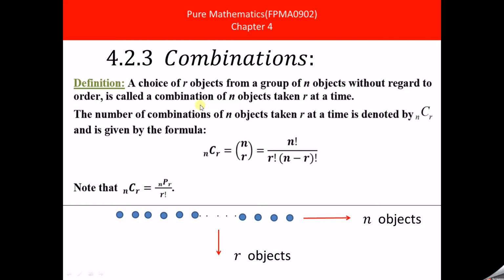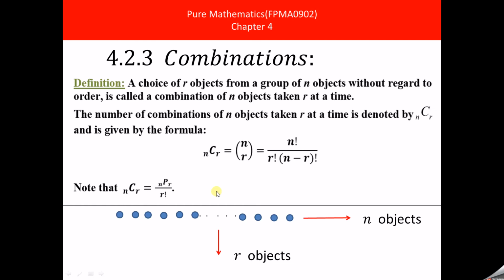Now we go to the definition of combination. Let us look at this definition. A choice of r objects from a group of n objects without regard to order is called a combination of n objects taken r at a time. The number of combinations of n objects taken r at a time is denoted by nCr and is given by the formula nCr is equal to n factorial divided by r factorial times n minus r factorial. In other words, nCr is equal to nPr divided by r factorial.